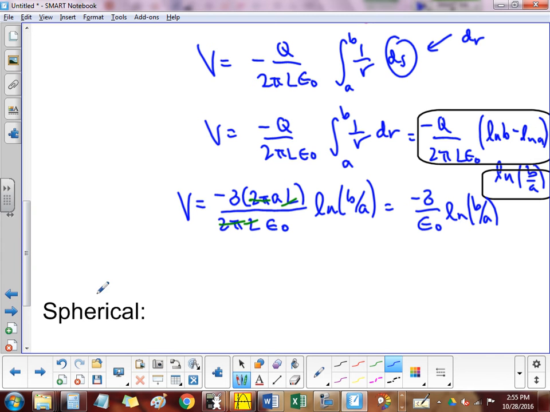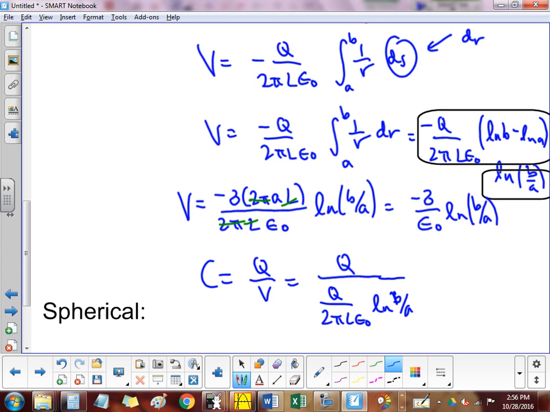We have to take our C, which is ice cream cone, and we would put basically Q over, and we get to pick whichever potential equation we like to look at. Why not pick the first one? It had a Q in it anyway. So we could put our little Q over 2 pi L epsilon naught ln B over A. And then the Q's cancel out.